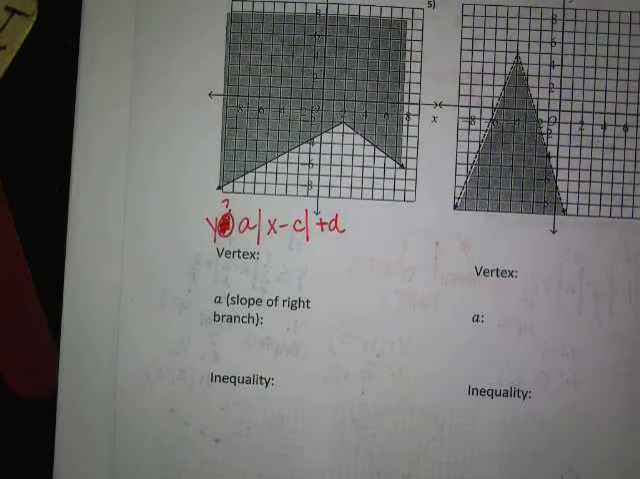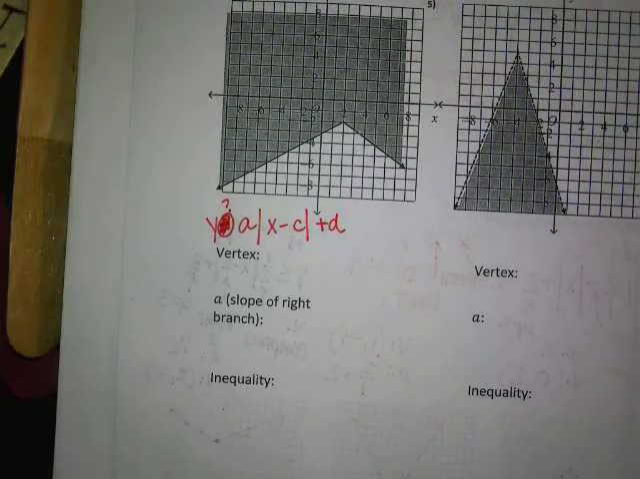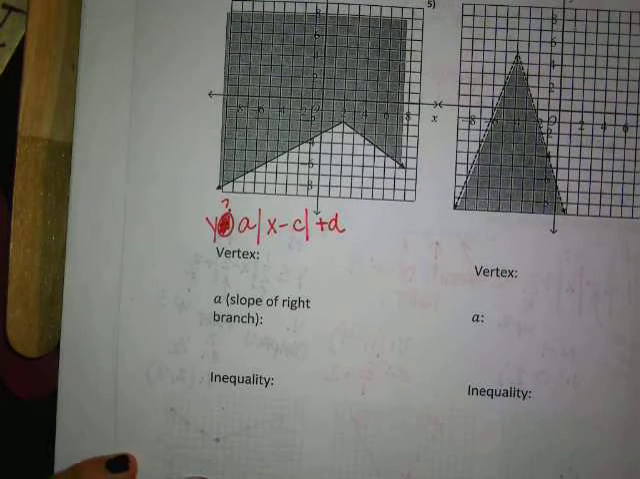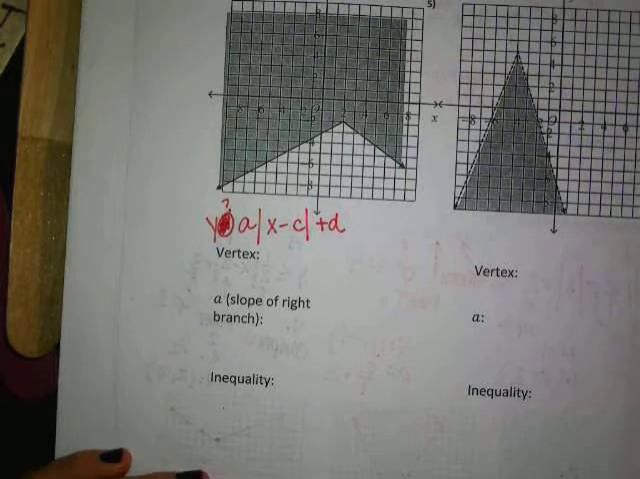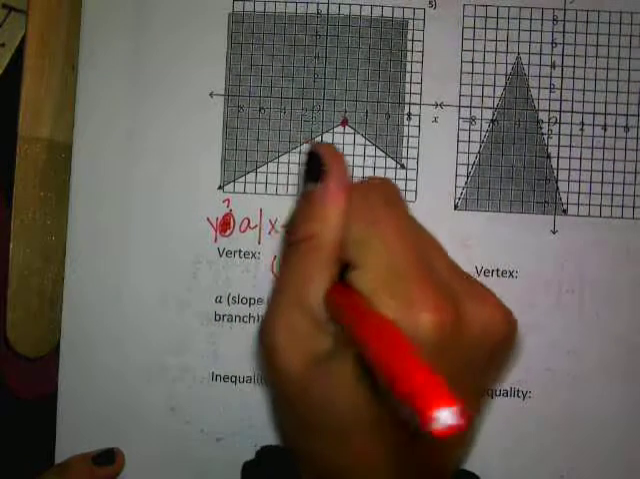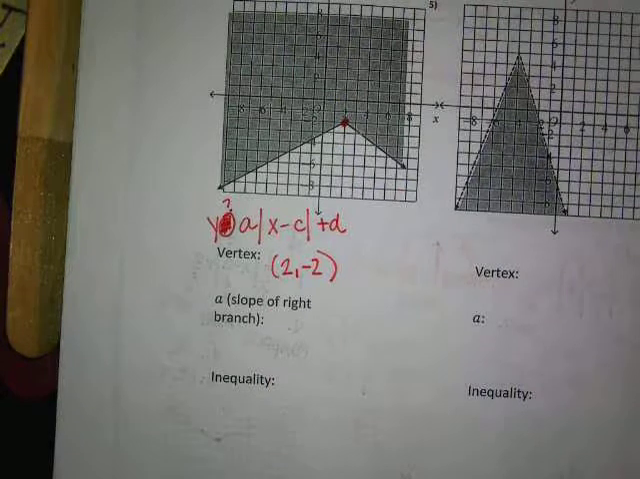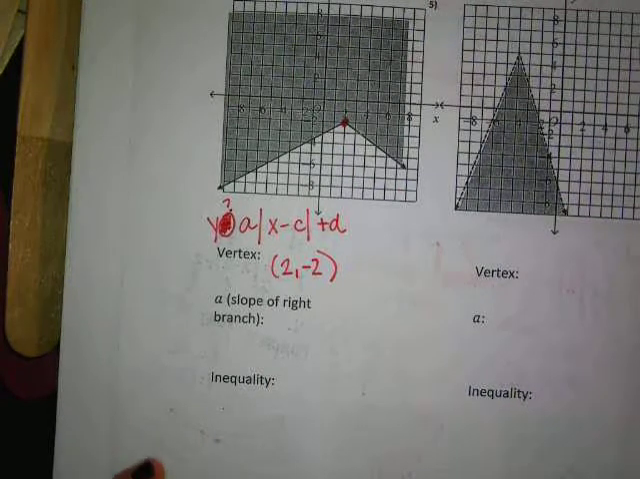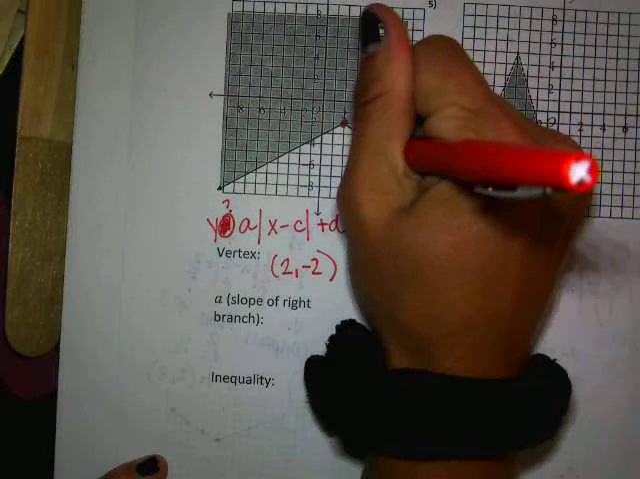All right. So for the vertex, let's see. Reseda, what's the vertex? Yeah, very good. 2, -2. This point right here, 2, -2 is my vertex. All right, Ariana, for the slope here, we're just going to pick another point.